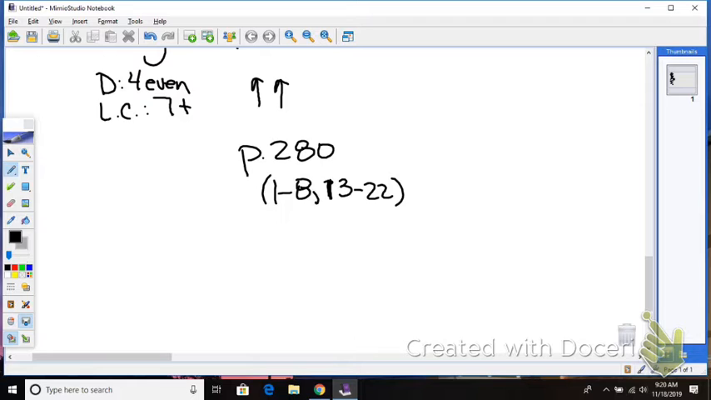Do we have to rewrite it in the correct order? If it tells you to write it in the correct order, I would write it in the correct order.